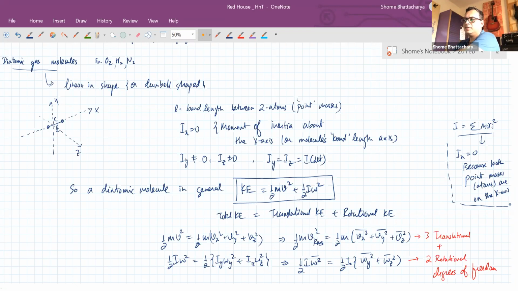Whereas if the bond length is L, then each of those atoms has a radius of gyration of L by 2 with respect to the y-axis or with respect to the z-axis. So from the center of mass of the atom, you can see that there are 3 mutually perpendicular axes possible, but about one of them the distribution of mass is such that moment of inertia is 0, and about the other two the distribution of mass is identical and the moment of inertia comes accordingly.